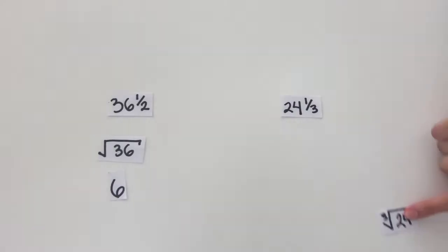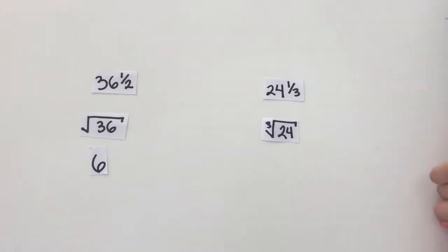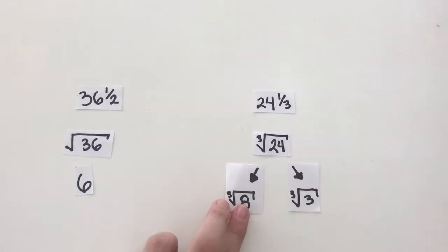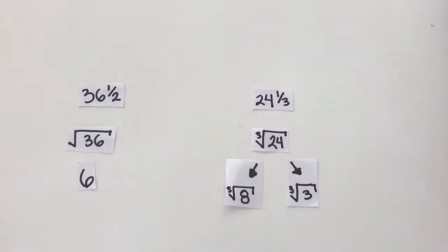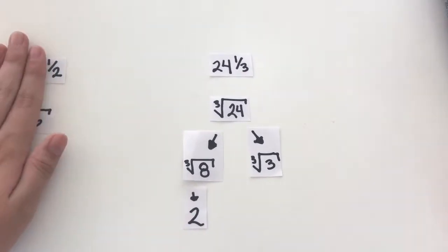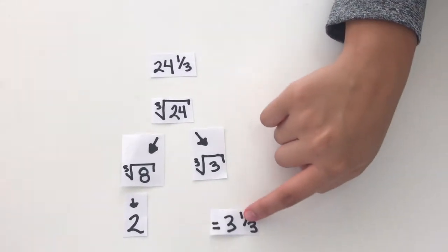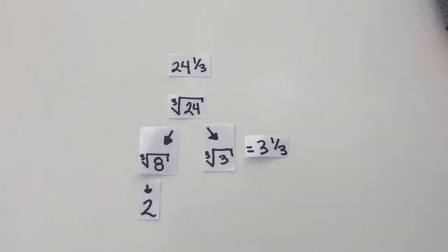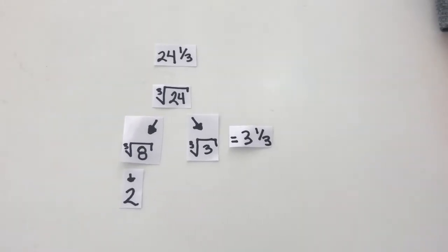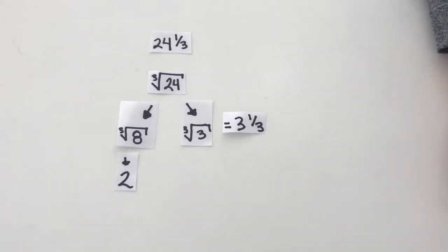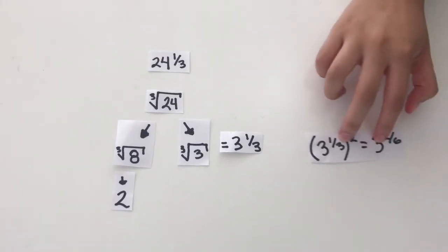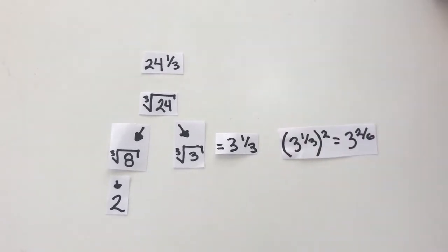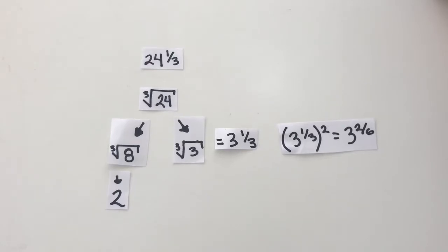In the other case, we have the cube root of 24, which is not a perfect cube. Therefore, what you need to do is look for a perfect cube which, multiplied by another number, gives you 24. In this case, it is 8 and 3. The cube root of 8 is 2, and the 3 is not a perfect cube and can't be simplified anymore. But we still have 3^(1/3), and what we need is a 6 in the denominator. For this to happen, you need to find a number that multiplied gives you 6. In this case, it is 2. So you raise to the second power, which gives you 3^(2/6).